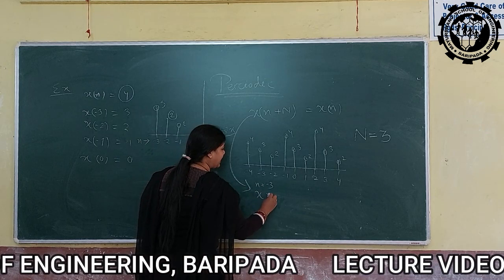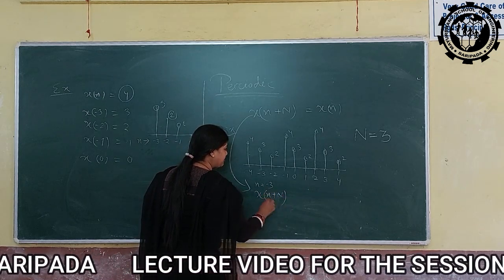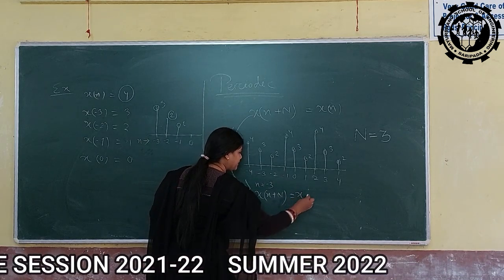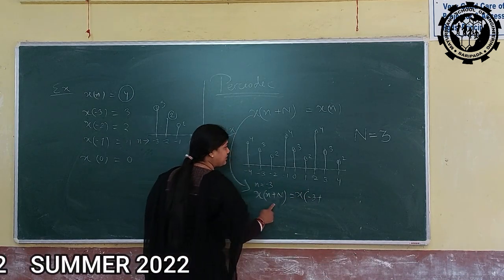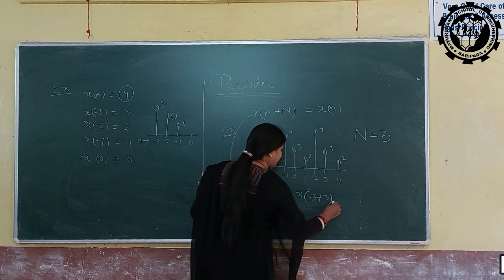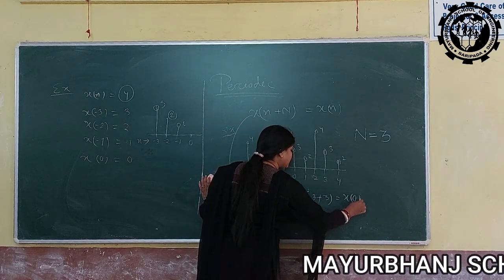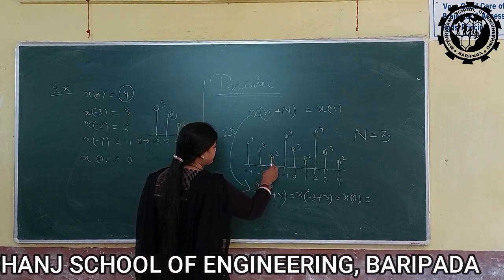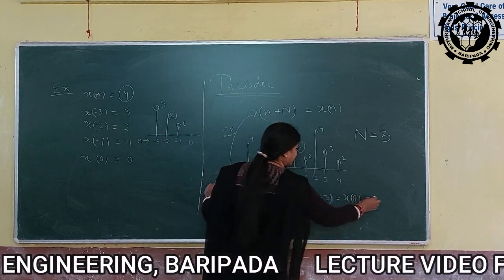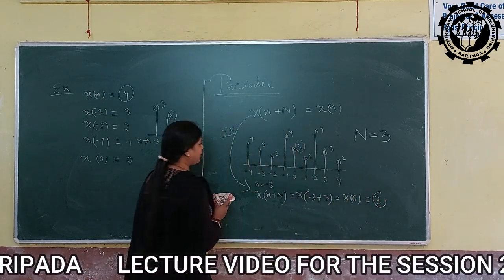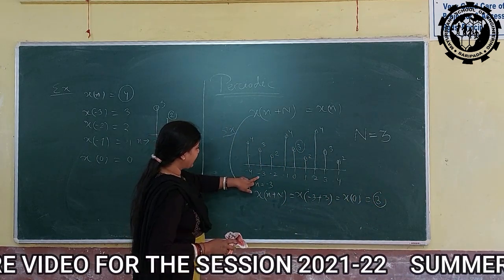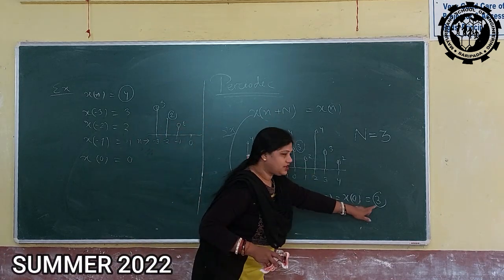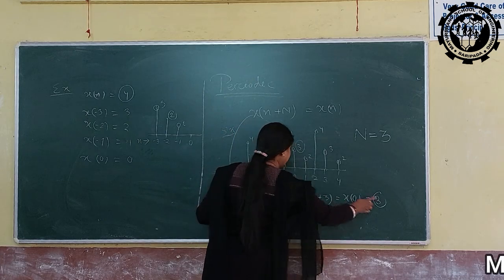So x of n plus capital N, that means n is minus 3 and capital N is 3, that means x of 0. So what is the value of x of 0? X of 0 is 3. So here we can observe that x of n plus N is 3.